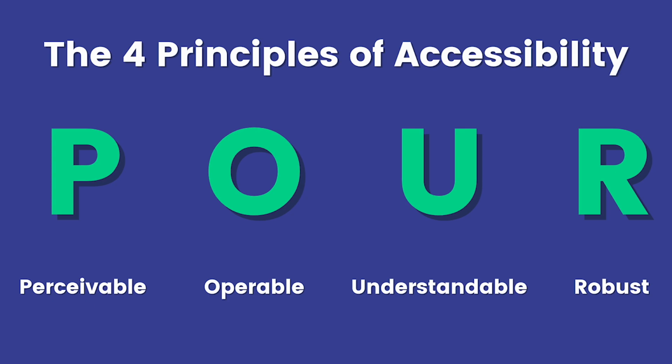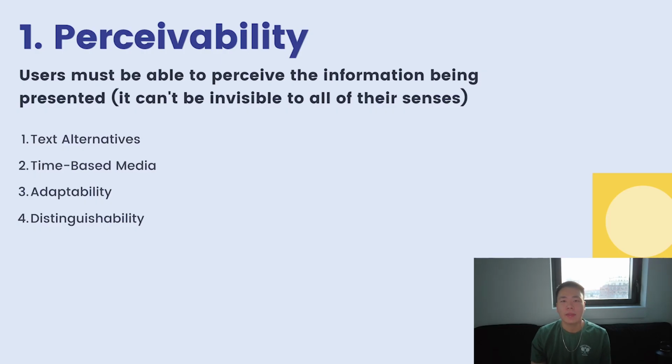So the first principle of the POUR acronym stands for perceivable. And this really overlaps with one of the things that we discussed in the universal design section. But it's really about making sure that people can perceive the information regardless of their disability. So if they're blind, making sure that they can hear it. If they can't hear, making sure that they can see it. There might be other forms of disability as well. If they can't use their hands, making sure that they are able to use some other medium of taking information in. And some of the examples that we see here on the screen include time-based media, text alternatives, adaptability, and distinguishability. And those are things that we'll cover later in this video.